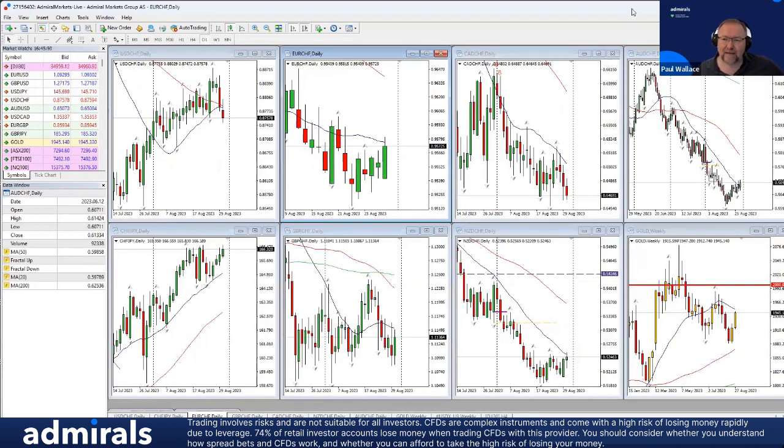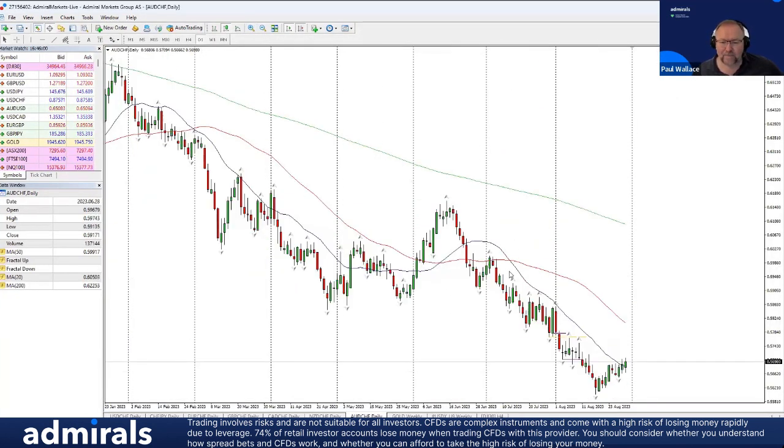Whereas if we look at, for example, Australian dollar against Swiss franc, as you can see there on the daily chart, this has really been all this year. That has been a real demonstration of Swiss franc strength and Aussie dollar weakness, and that's why we've seen this continue, and we saw it happening here.